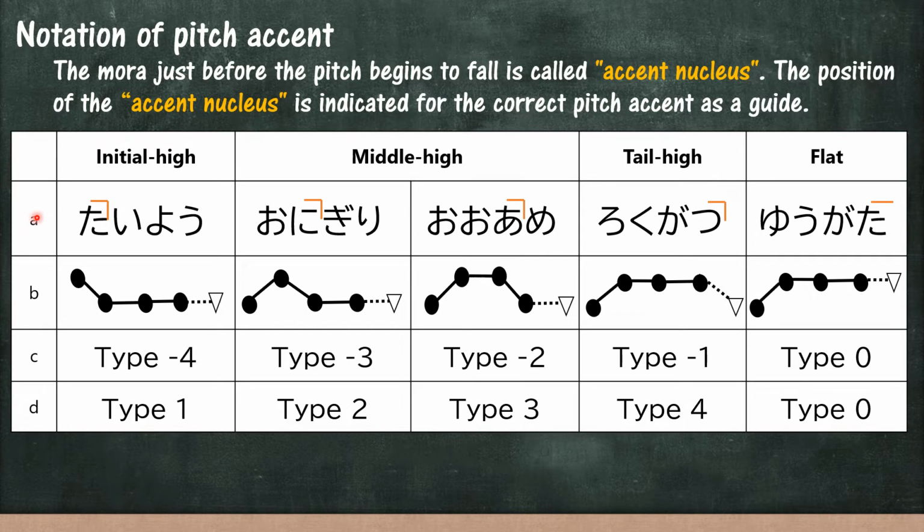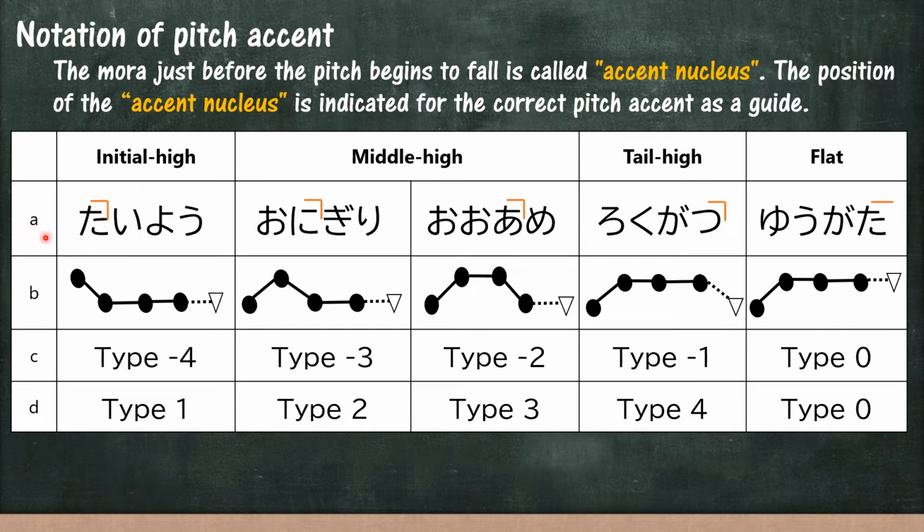Example A. So this down step mark indicates that the pitch drops from the next mora after that marking. So the pronunciation is 太陽. On the other hand, this flat bar mark indicates that there is no place in a word for the pitch to drop. 夕方, 夕方が, 夕方が, flat type.